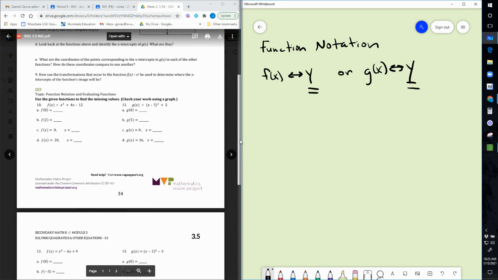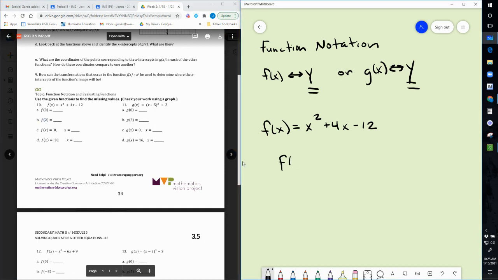Okay, so look at number 10 right there. My function is f of x equals x squared plus 4x minus 12. Okay, so I'm just going to talk about a couple different ones. Look at B where it says f of 2.